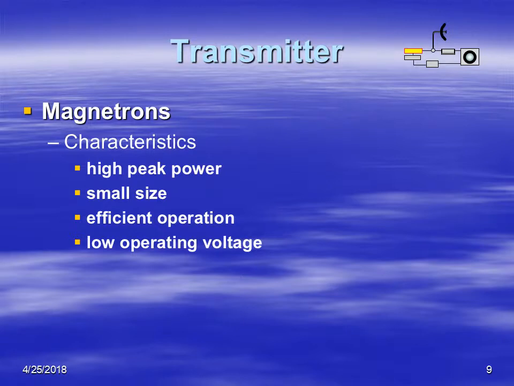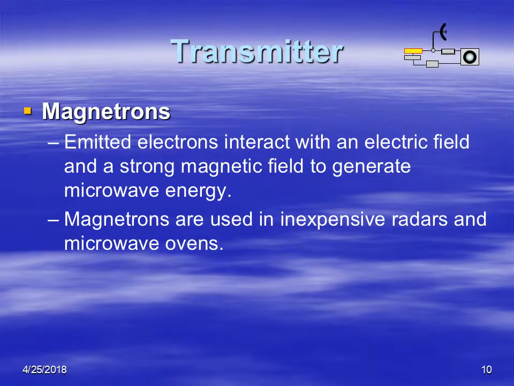So some characteristics of magnetrons: they have a high peak power, very small size, very efficient operation, and a low operating voltage. The electrons that are emitted by the cathode interact with an electric field, and the magnetic field will kind of focus the energy, and that's what generates your microwave signal. And magnetrons are pretty cheap. You've got magnetrons in most microwave ovens, and microwave ovens are not very expensive.